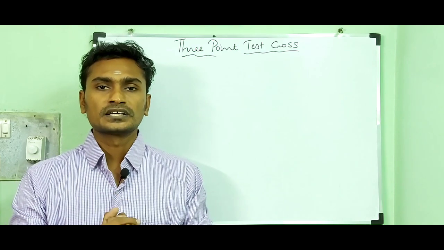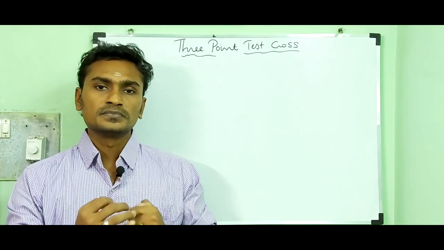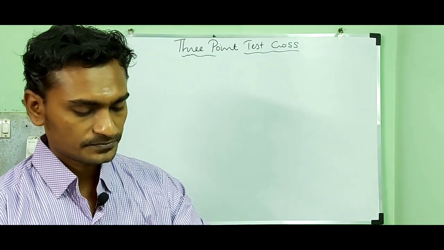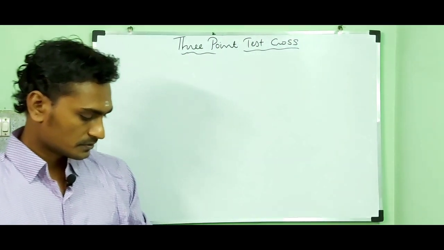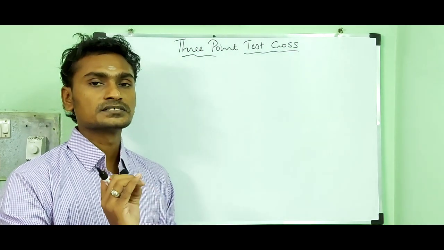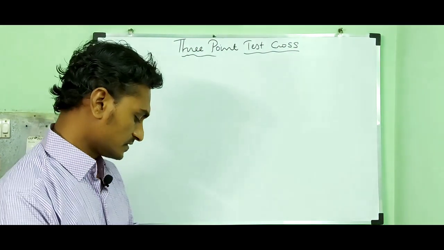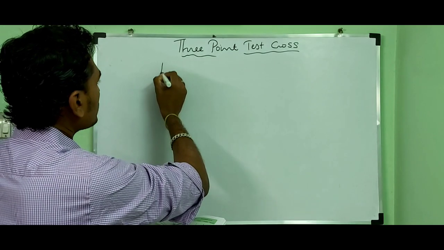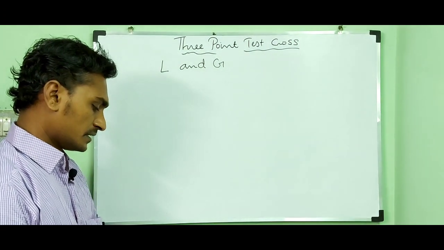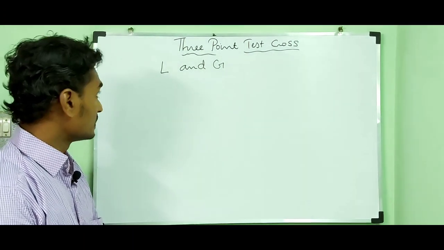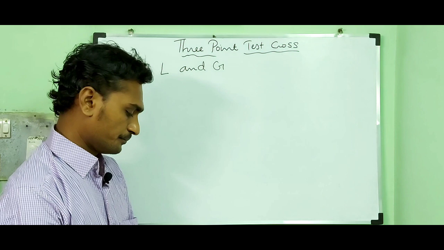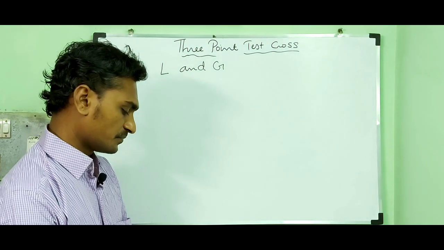Please listen carefully, my dear boys and girls. Let me explain how to calculate the recombination frequency. First, I am going to select two alleles. I am going to calculate the recombination frequency for the two alleles L and G. In L and G, you can find the recombinants.